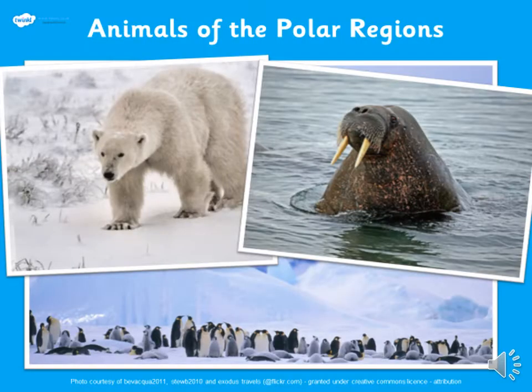Most of the common animals that you find in the polar regions are the polar bear, walruses and seals, and penguins. And you can see next to the polar bear is very small vegetation. That means very small amount of plants. So there are hardly any plants there in the polar region.